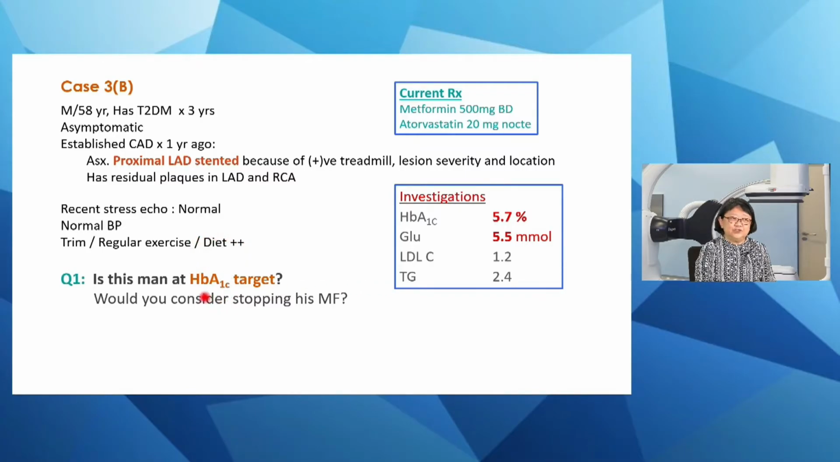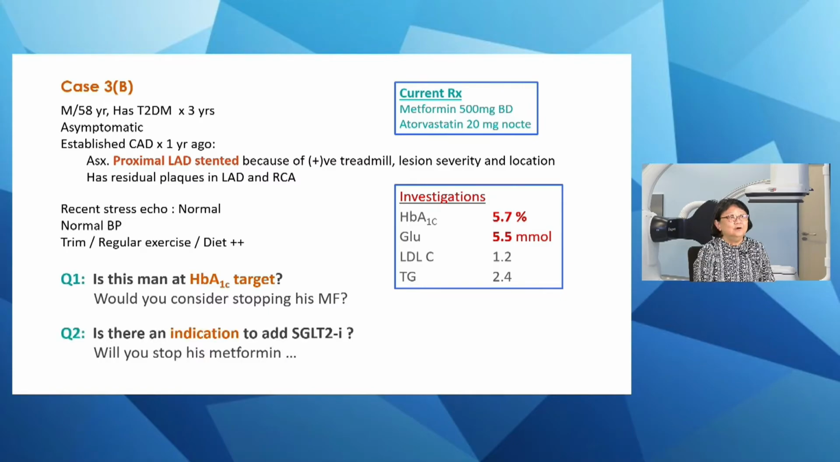My question, which I know you guys are thinking, will you stop his metformin? Please don't, all right? Is there a definite indication to add SGLT2? Yes or no? Absolutely yes. Whatever you see, the algorithms from the ADA, EASD talk about somebody like this, where the A1C is well controlled. Do you still add SGLT2 for the cardiac protection?